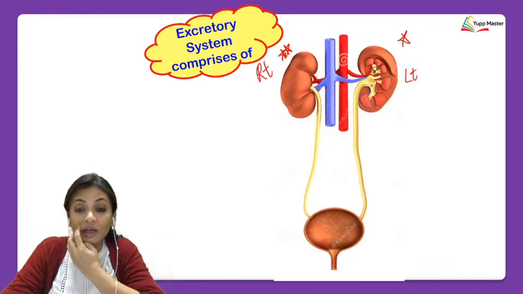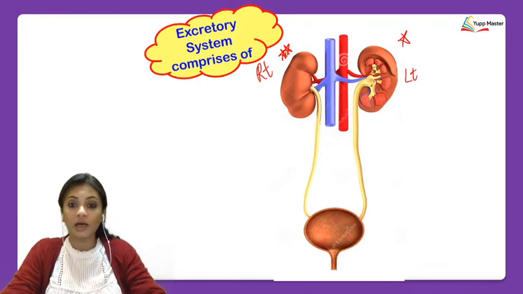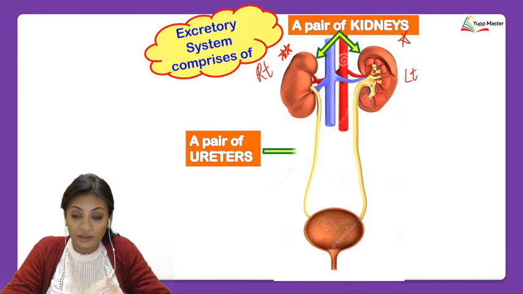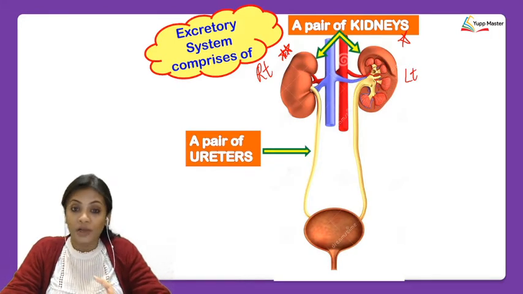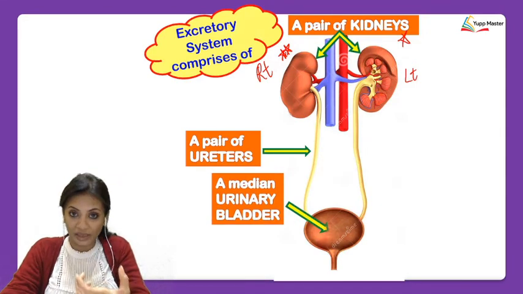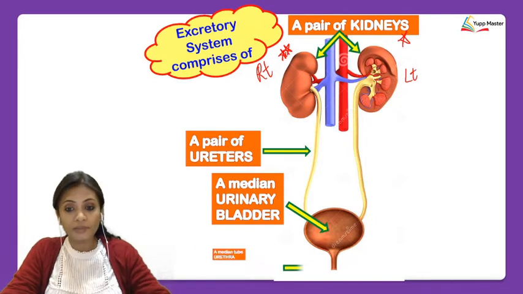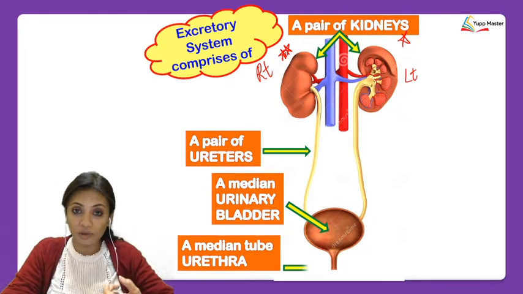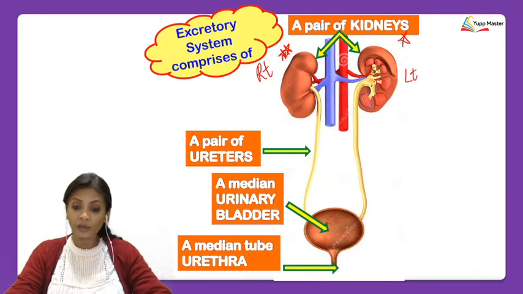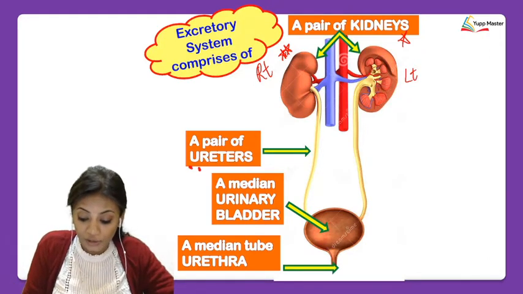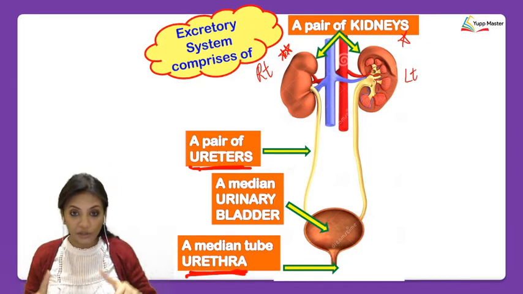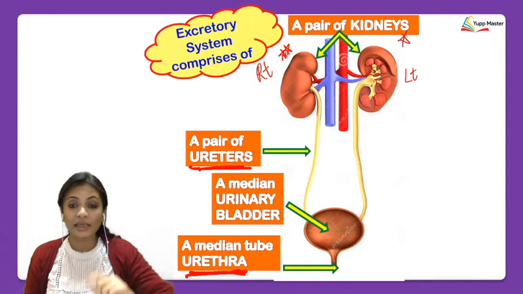All right, so we see here the excretory system. What exactly are the components of it? There is a pair of kidneys, then there is a pair of ureters. Remember the name ureter. Third comes a single median placed urinary bladder, and fourth comes the lower one, a median small tube which is called the urethra. Remember these two words are different, ureters and urethra. Ureters are the tubes and urethra is that single opening.